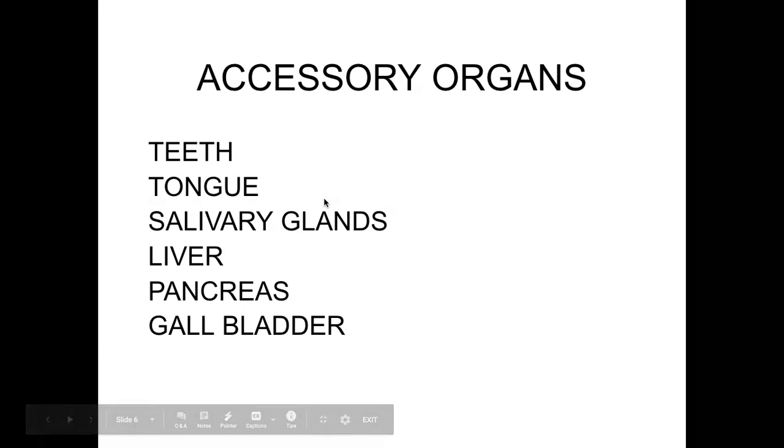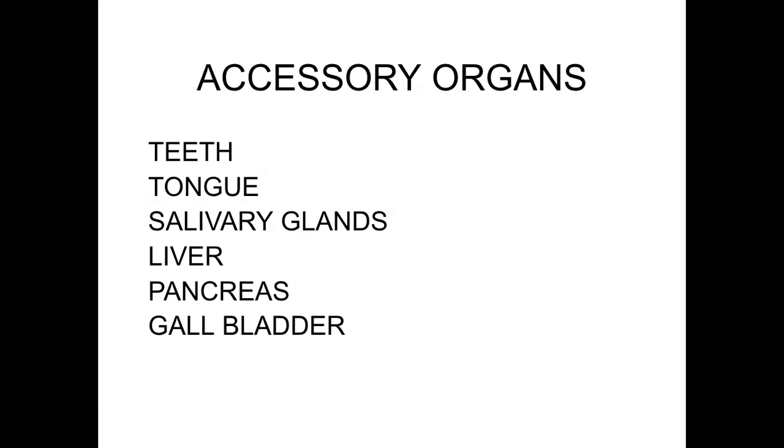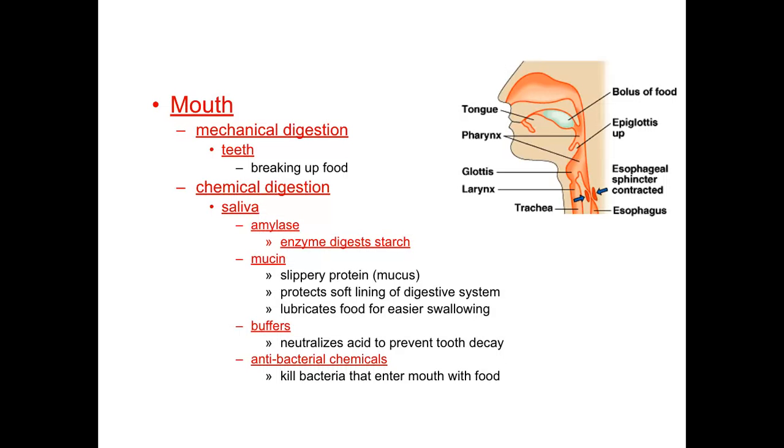Accessory organs: your teeth, your tongue, salivary glands, liver, pancreas, and gallbladder. They are helpful and involved in digestion, but the food does not travel through them. So they're helpful, they're accessories, kind of like earrings and a purse and belts and ties and tie clips and cufflinks or whatever else you want to wear as an accessory. These are accessory organs. They help, but the food does not travel through them.